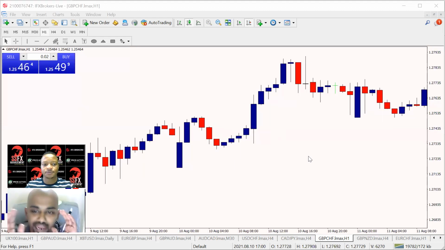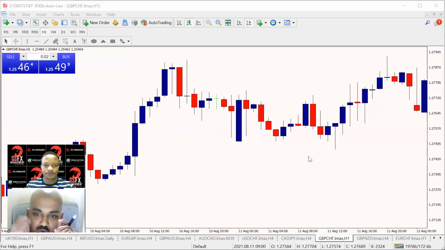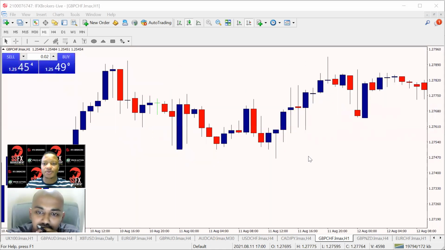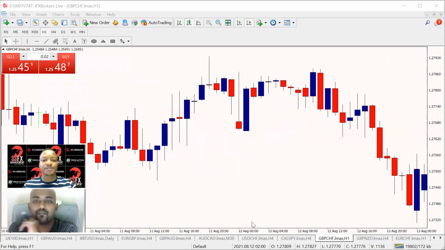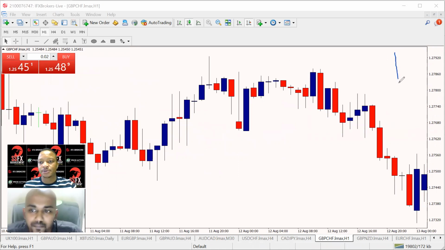Are there any pin bars we should avoid trading? No, don't ever avoid to trade. Even if it gives you a blue candlestick like this, take this one as your sell.